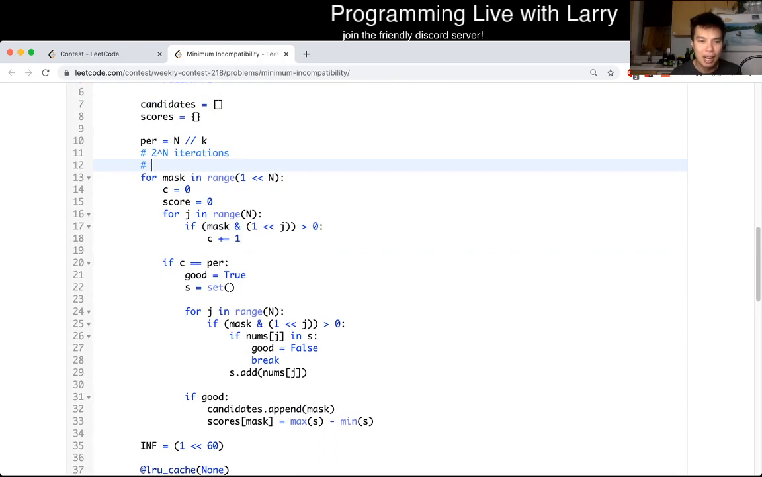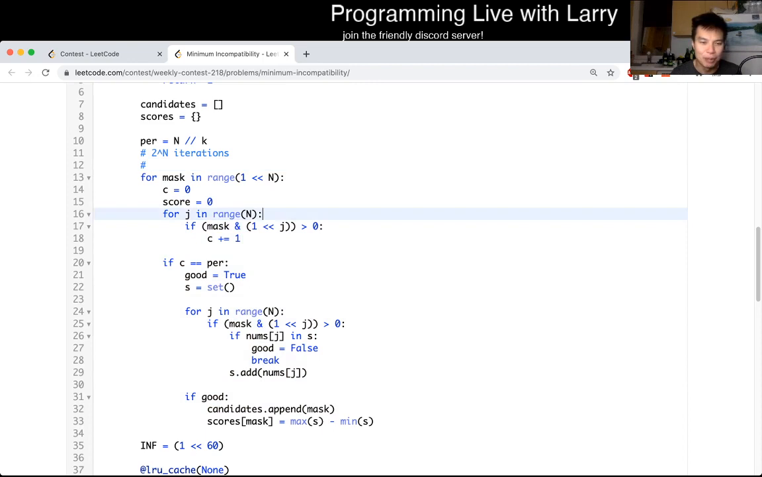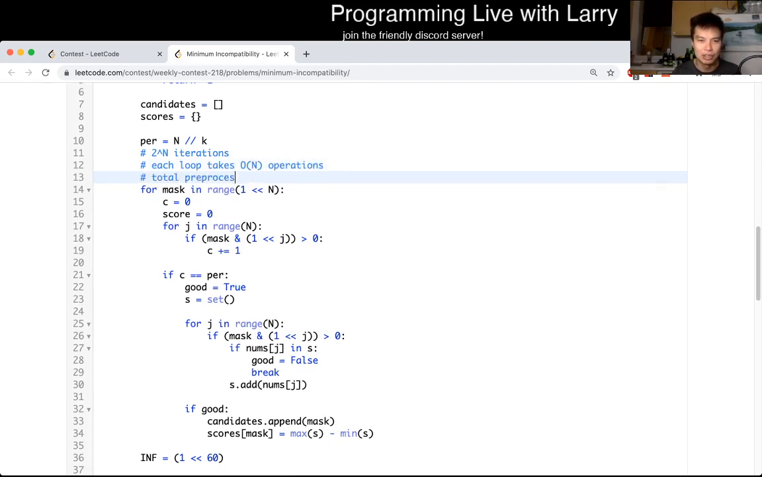And each iteration, we do a couple of for loops, but they're also going to be n. So each loop takes all of n operations. That means the total preprocessing time is O of n times 2 to the n, right? I know the sets we put stuff in use hash tables, and all these are O of n operations. You can check in your spare time.